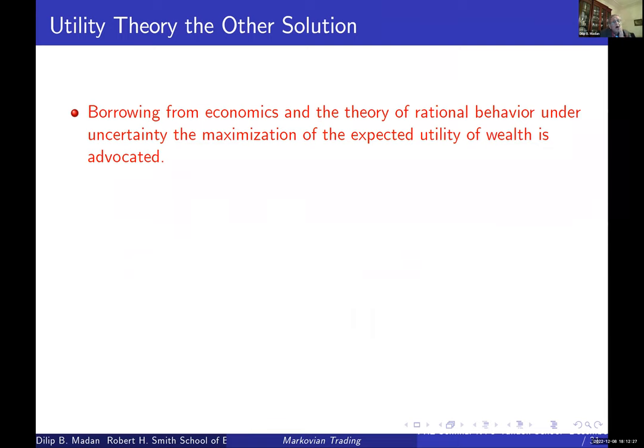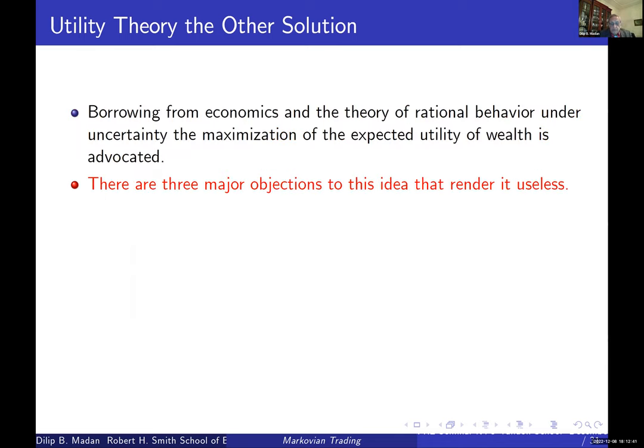Another concept that people have used is borrowed from economics and the theory of rational behavior under uncertainty, which is the maximization of the expected utility of wealth. And there are three major objections to this idea that, from my perspective, at least render it useless, and I don't deal with it anymore. I have written papers using it in the past.